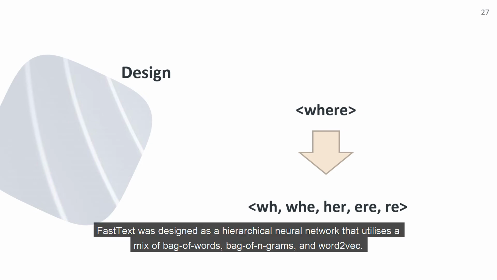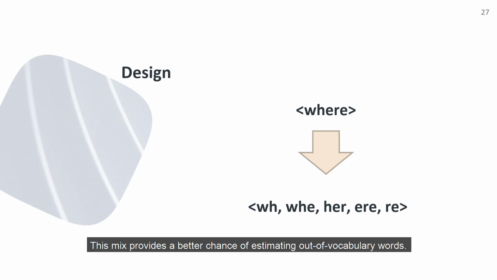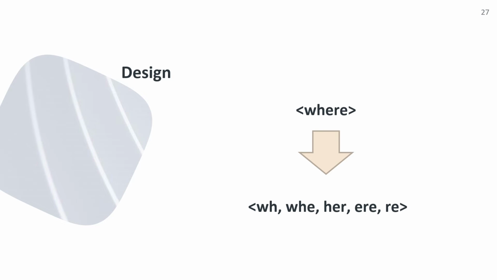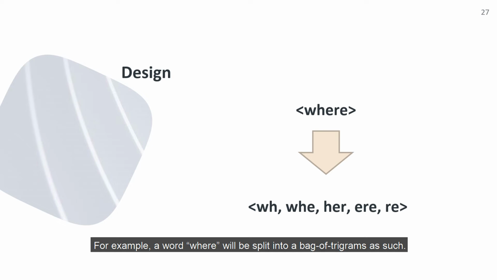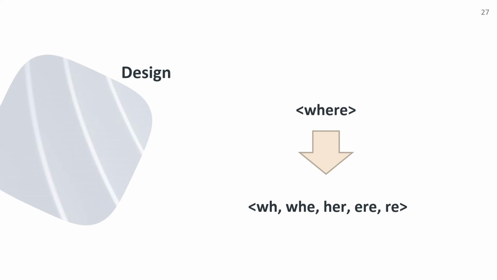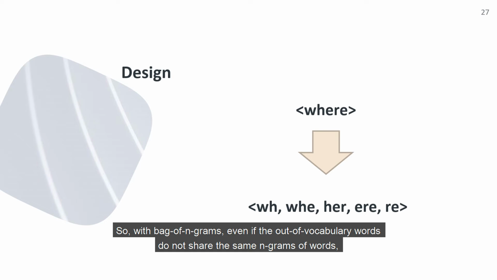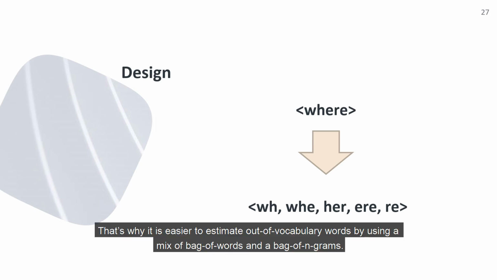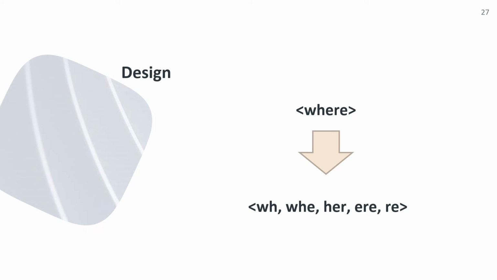At a high level, FastText was designed as a hierarchical neural network that utilizes a mix of bag of words, bag of n-grams, and word-to-vec. This mix provides a better chance of estimating out of vocabulary words. I'm sure you know what bag of words is, so I want to talk more about bag of n-grams. For example, a word where will be split into a bag of trigrams as such. So with bag of n-grams, even if the out of vocabulary words do not share the same words, the word may still have a character n-gram that the model has seen before. That's why it is easier to estimate out of vocabulary words by using a mix of bag of words and bag of n-grams.